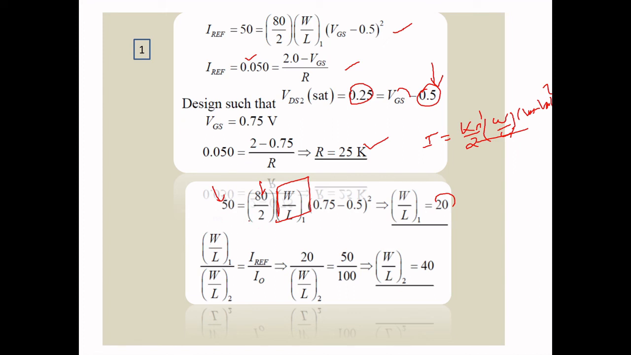Fine. So now I want to find W by L2. What is the formula? You know, I ref by I naught is W by L1 divided by W by L2. So from the ratio, I can find the width and length ratio for transistor 2, that is the M2 transistor. So you will get 40.